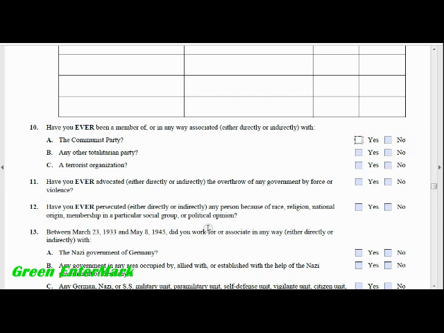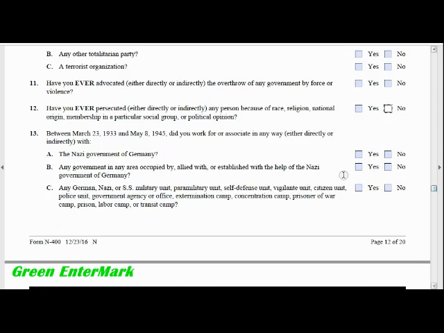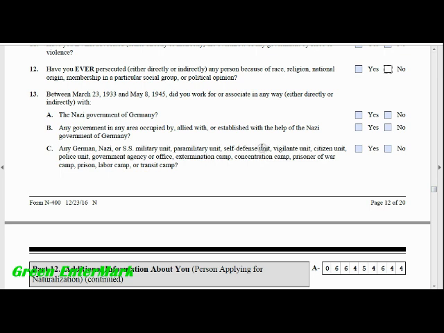Then, have you ever prosecuted, either directly or indirectly, any person because of race, religion, national origin, membership in a particular social group, or political opinion? Yes or no. Between 23rd March 1933 and 8 May 1945, did you work for or associate in any way, directly or indirectly, with the Nazi government? This is obviously for the Second World War period. They have to be very careful about it, so you just provide the information, okay?